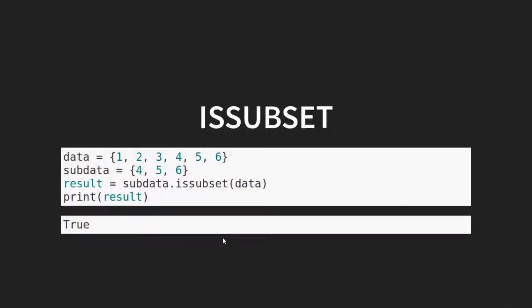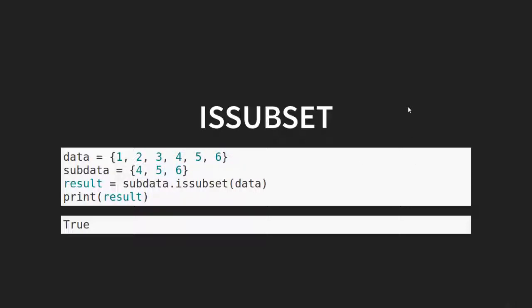Is subset is another one we've got. So this one's going to be a little bit different. So this is data, and it is a set of integers. So 1, 2, 3, 4, 5, 6. And we have subdata, which is 4, 5, 6. We want to know if subdata is a subset of data. And, well, that is true, because 4, 5, 6 are all in data. So yes, it is a subset.